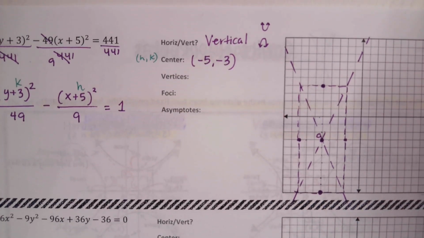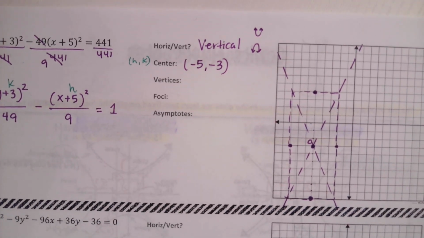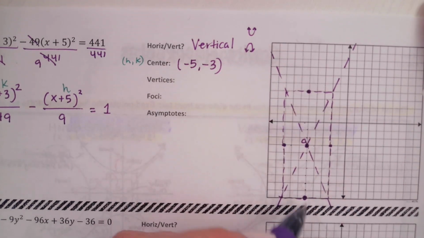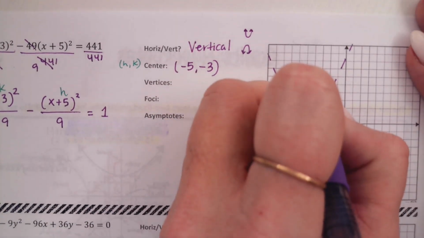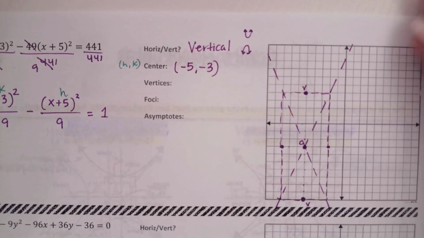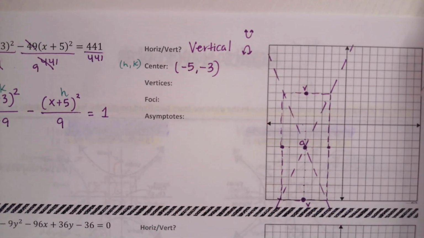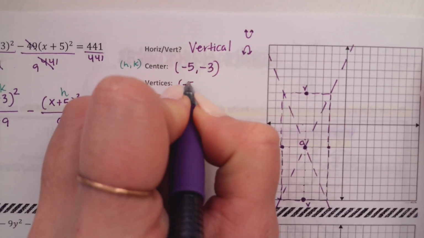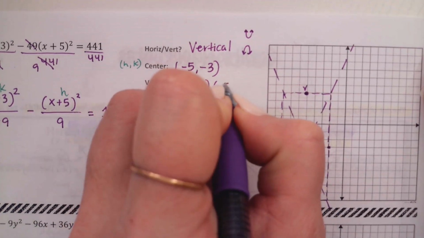Okay, thinking about which of those 4 points are the vertices. If this faces vertical and we have one branch facing up and one branch facing down, are the left-right points going to be the vertices or the top-bottom points? The top-bottom, yeah. So this top one's a vertex, this bottom one's a vertex, because ours is going to face up and down. So let's see, one of them is at (-5, 4), and the other is at (-5, -10) all the way down at the bottom.